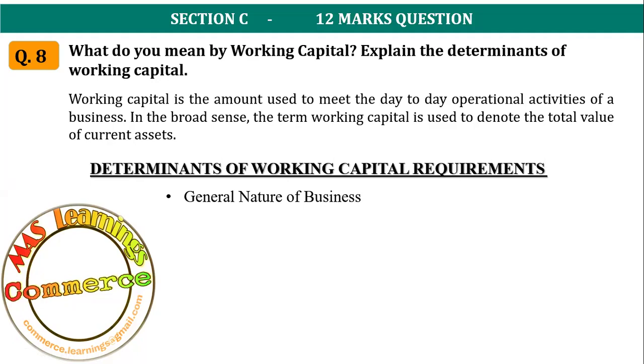General nature of business, whether you have a manufacturing or service industry. If manufacturing, you require more working capital; for service, less working capital is sufficient. Production cycle also impacts your working capital. If it is longer, then you have to invest more amount. If it is shorter, then you require less amount of working capital.